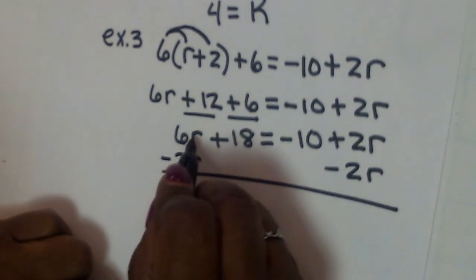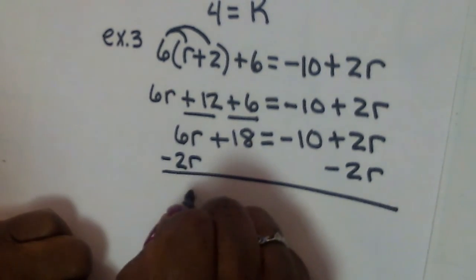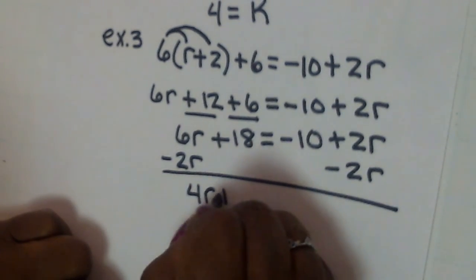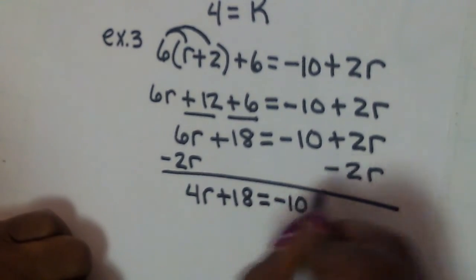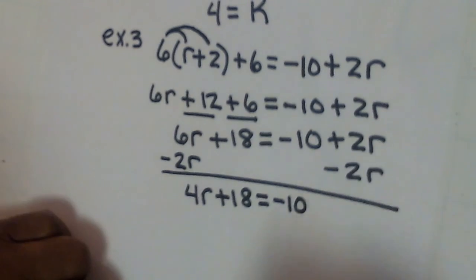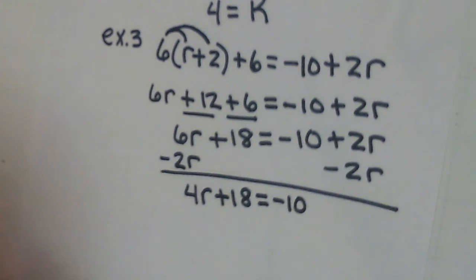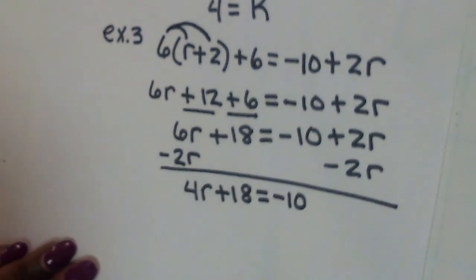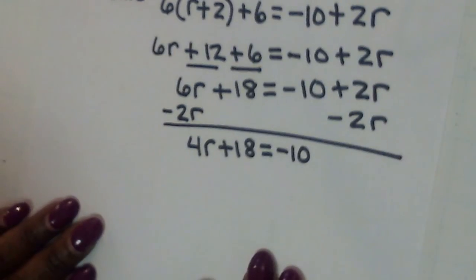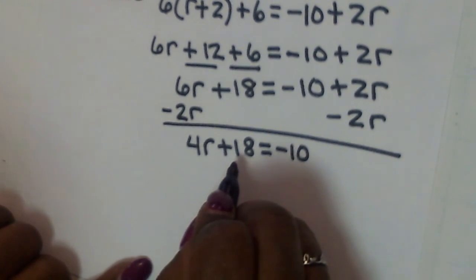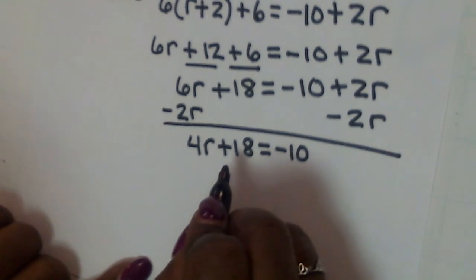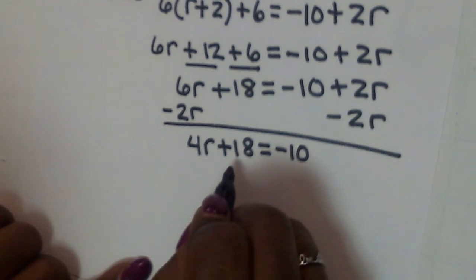When I do, I will get 6 minus 2 equals 4r plus 18 equals negative 10. 2 minus 2 is 0, and if you remember, we don't need to write the 0. So I finally got it down to a 2-step equation. You should recognize what to do now. I always say move the number without the variable first because it makes it easier. We don't want to have 4/18 to work with.